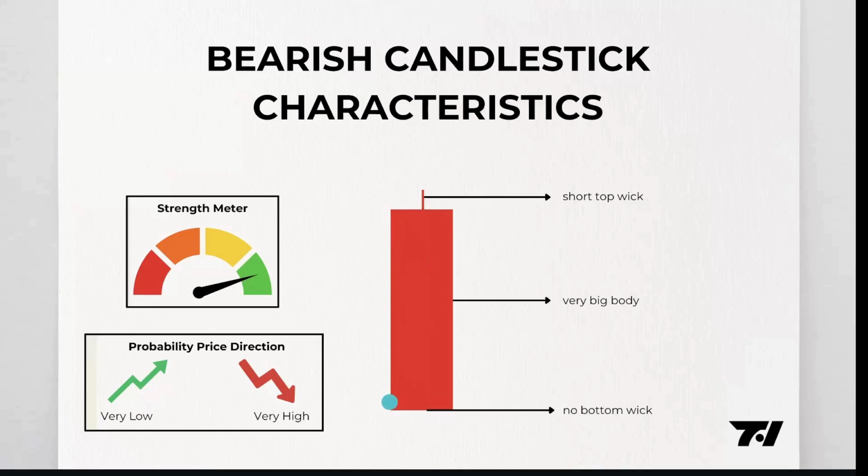So you see how far price is from where it opens and where it actually closes. So this shows you the strength, the real strength of this candle is very, very strong. The probability of price direction continuing lower is very high. And the opposite obviously is quite true, that the probability of price direction continuing higher is very low.